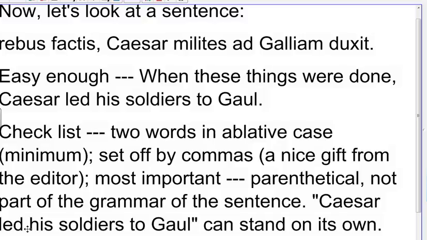The rest of the sentence, Caesar led his soldiers to Gaul, can stand on its own. Neither the things nor the fact that the things were done is part of the grammar of the main part of the sentence. And that is your last element of a checklist to determine that indeed you have seen and translated correctly an ablative absolute.